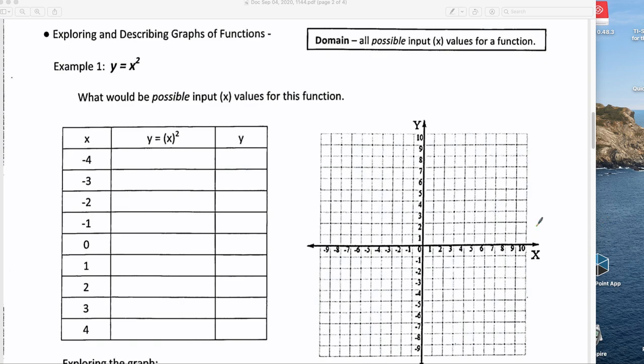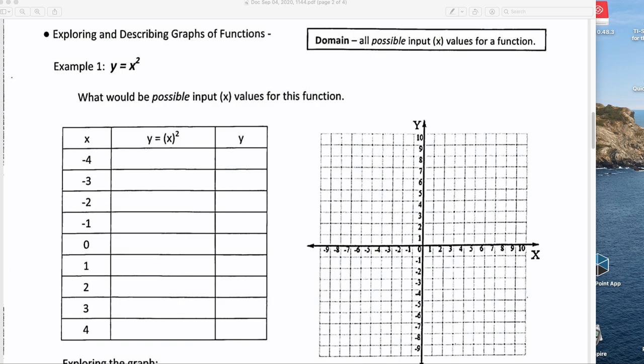Okay, we are now going to look at a different graph. It is y is equal to x squared. And we've got a box up there that says the domain is all possible input values for a function. So what we want to know here is what would be possible input values for this function. It's the question right here at the top.